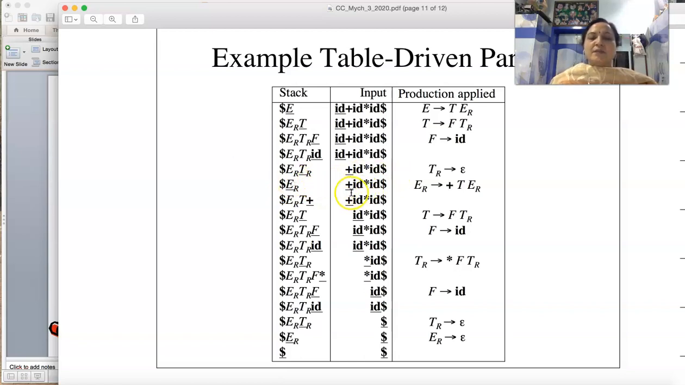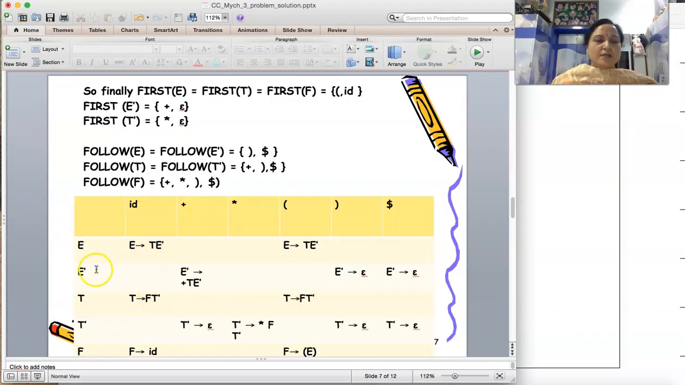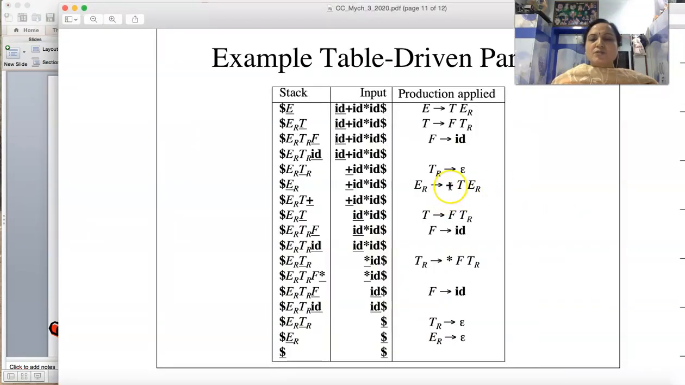Now E dash and plus cannot be matched. Now I have to search the table with E dash comma plus. Now E dash comma plus gives E dash tends to plus TE dash. So use the E dash tends to plus TE dash production to pop out E dash from the stack and push plus TE dash in the reverse order onto the stack. Now plus and plus are getting matched, which means this input is parsed, and the forward pointer is incremented to id.